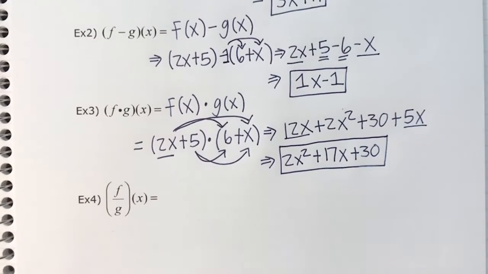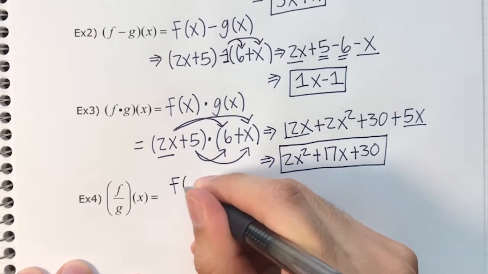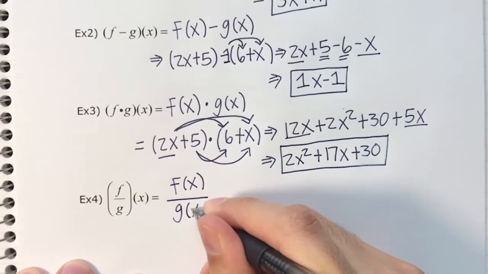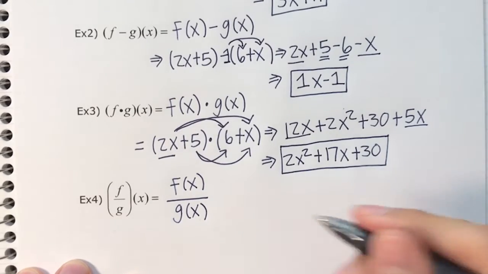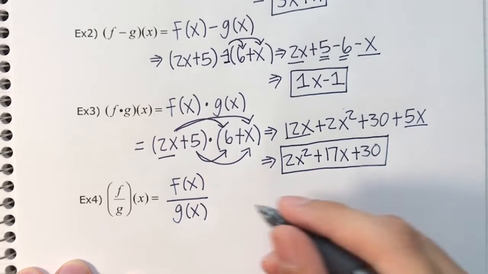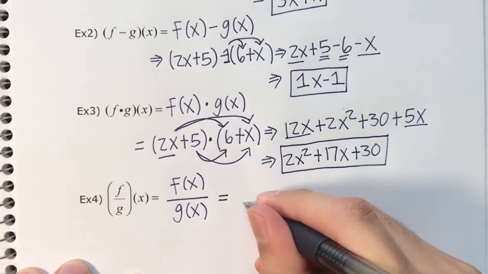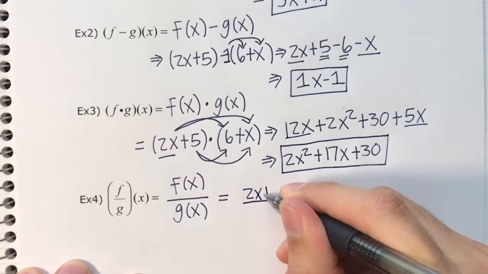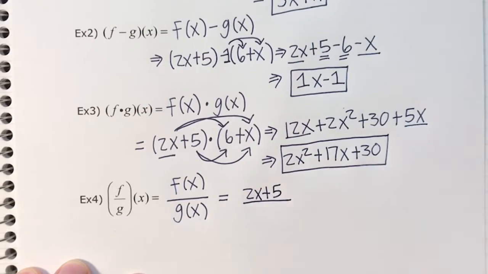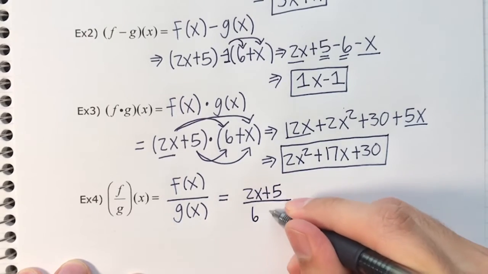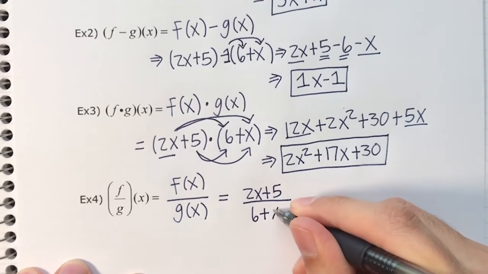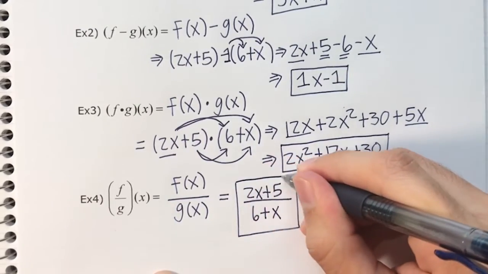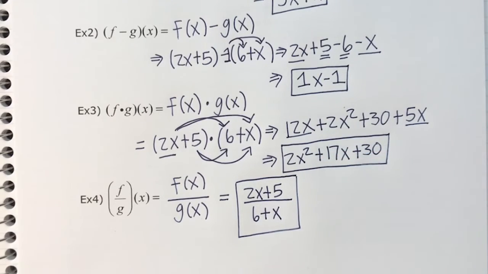Let's get to our final problem. So this is going to be division. F of x over g of x. What is that going to look like? Well, what is our f of x? F of x is 2x plus 5. Our g of x is 6 plus x. And now let's box our answer. Since we can't reduce any further, that's our answer.